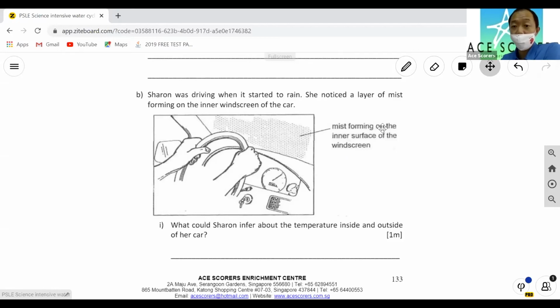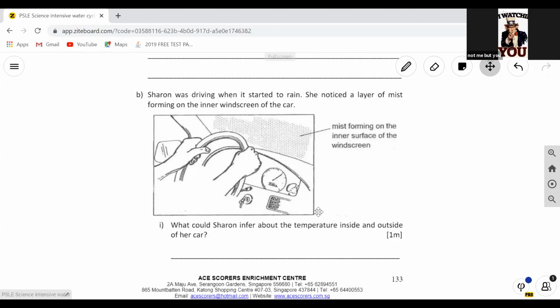Now you see the mist forms on the inside. So what's the difference in temperature between inside and outside? Which one is colder? Is it the inside or the outside? Wait, the mist is inside. That means the water droplets are inside, correct? That means condensation took place inside. That means warm water vapor touched the cooler surface. That means outside is cooler than the inside.